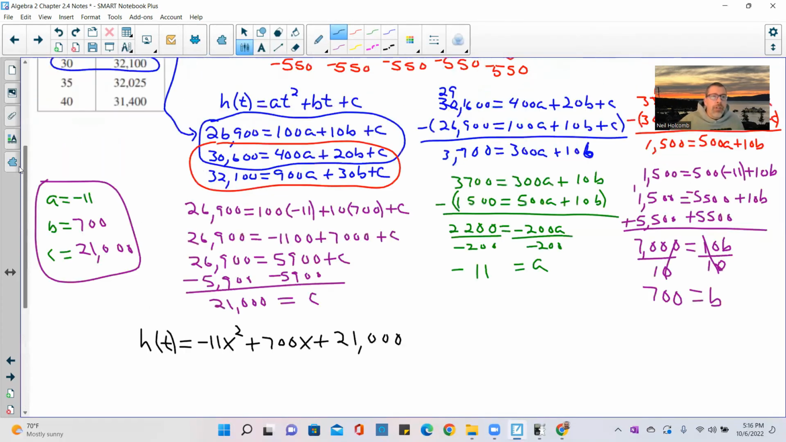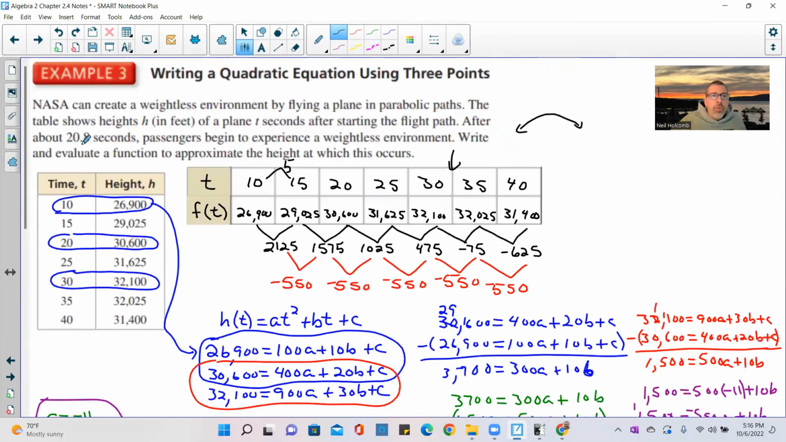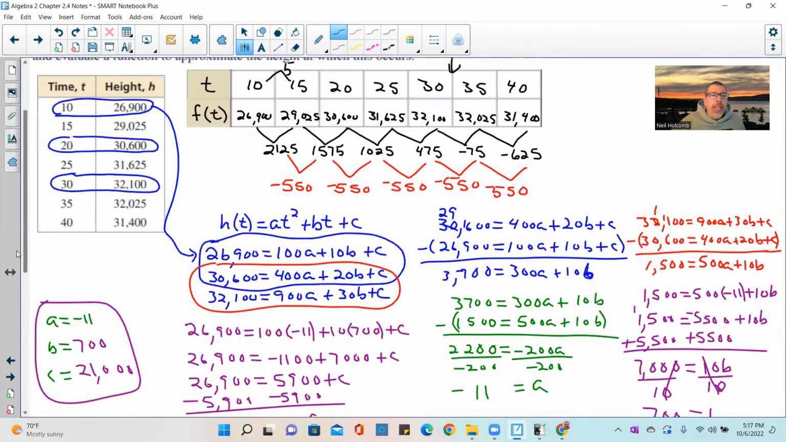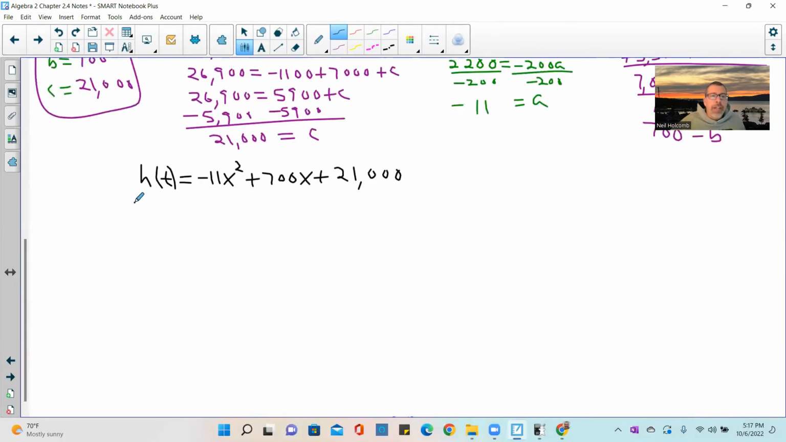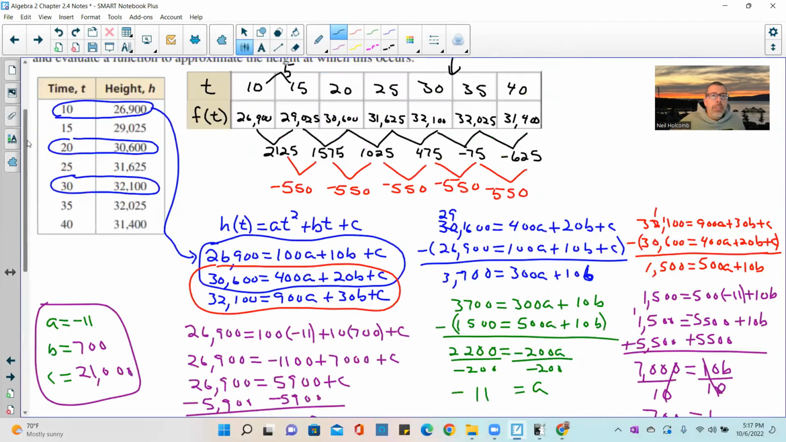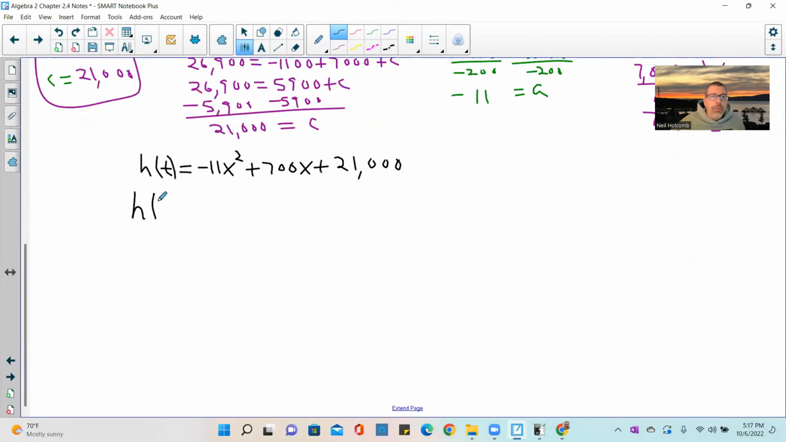Now, what is the question asking for? So let me go back up. It says after about 20.8 seconds, a passenger begins to experience a weightless environment, and evaluate the function to approximate the height at which this occurs. So 20.8 seconds, that's our t. So I want to find h of 20.8 equals negative 11 times 20.8 squared plus 700 times 20.8 plus 21,000.